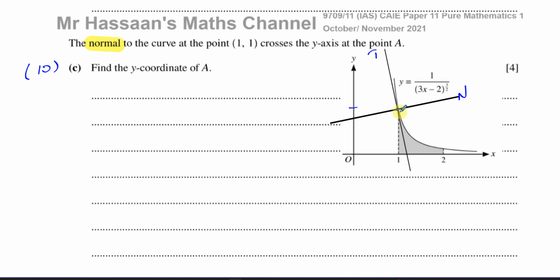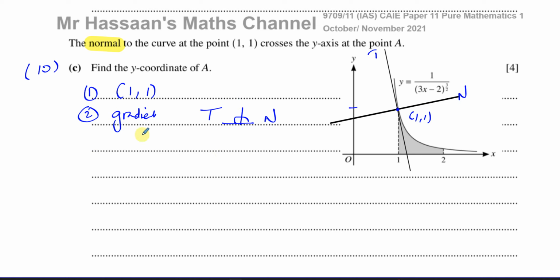First things first, I know this is the point 1, 1. To find the equation of a straight line, we need two things. One of them is a point on the line, which we have. The second thing we need is the gradient of the line. Now, the tangent line is perpendicular to the normal line. So if I can find the gradient of the tangent, then the gradient of the normal will be the negative reciprocal of that, because gradients which are perpendicular are negative reciprocals.